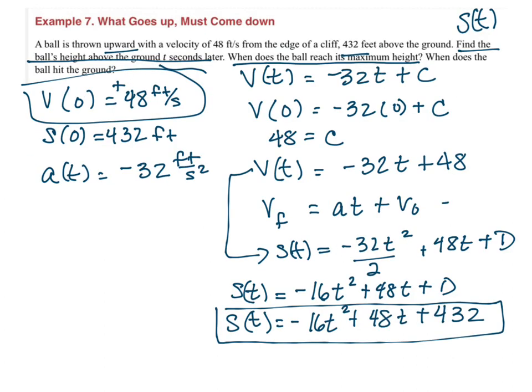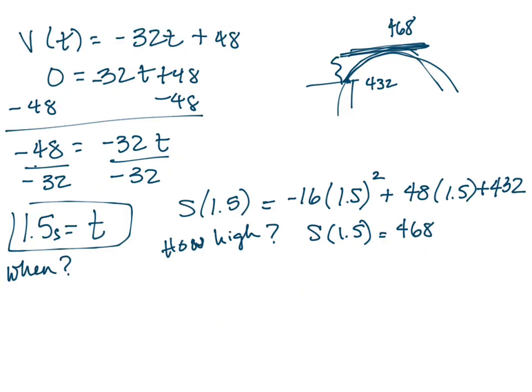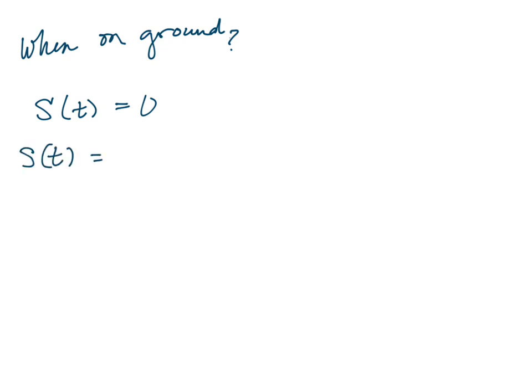Okay, the last thing the question wants to know is, when does the ball hit the ground? So when, time-wise, does the ball land? When position is equal to 0. Okay, so when does the ball hit the ground? So that's when we set our S of t function equal to 0. Set your position equal to 0. So S of t is going to be that negative 16t squared plus 48t plus 432.